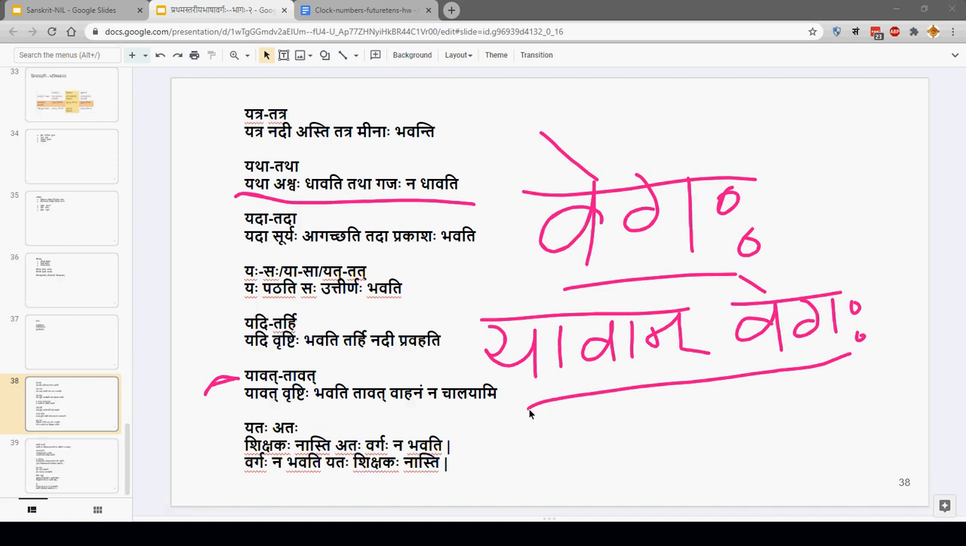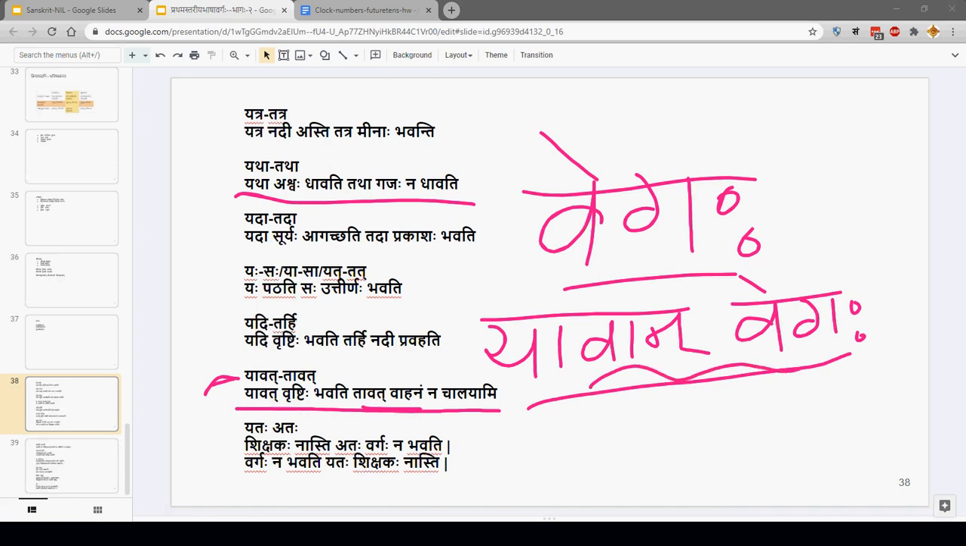So here we are not saying until, as long as until. So this usage is different. Yavat trushti means as long as rain happens, until then I am not driving. So here we are not comparing anything. We are just saying as long as then.